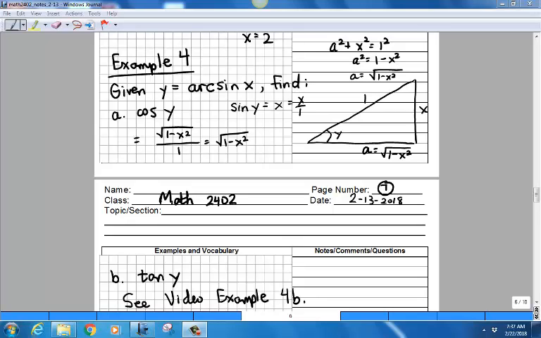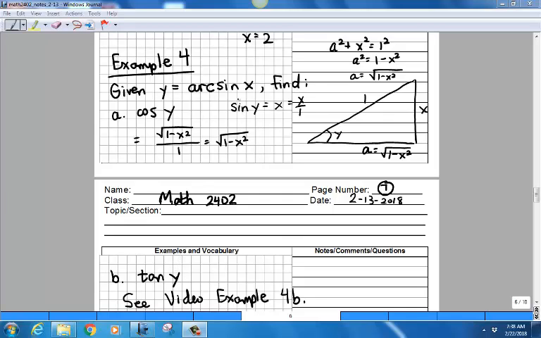Recall in this example, example 4, that we were given that y is equal to the arcsine of x, and then we were going to use that information to find some other trigonometric functions of y, namely cosine of y, which we did in class, and then also tangent of y, which I'm going to show you today.